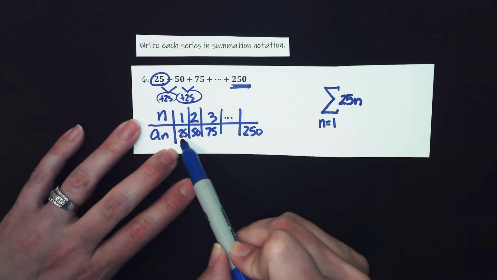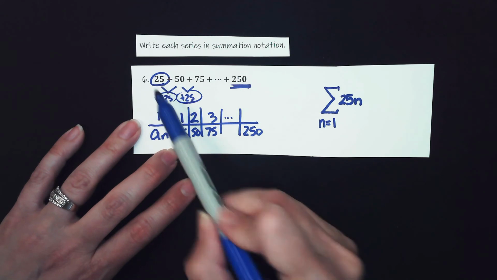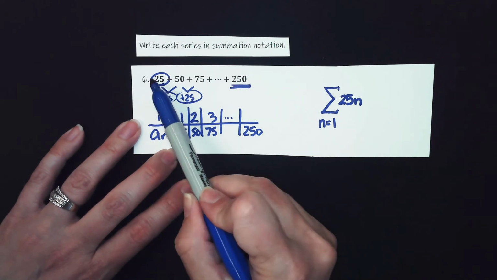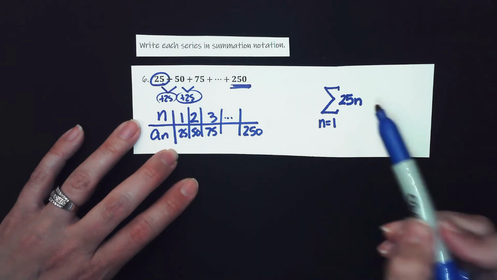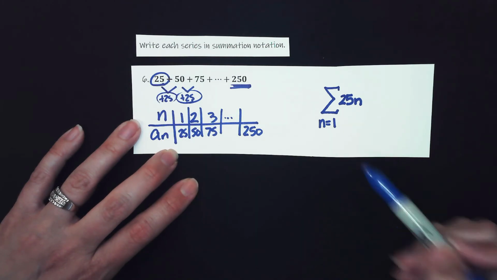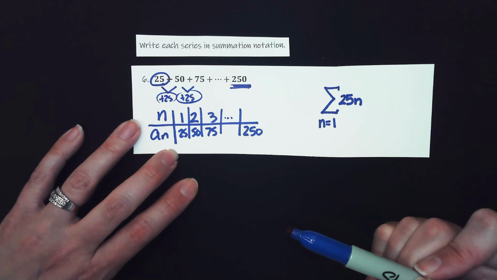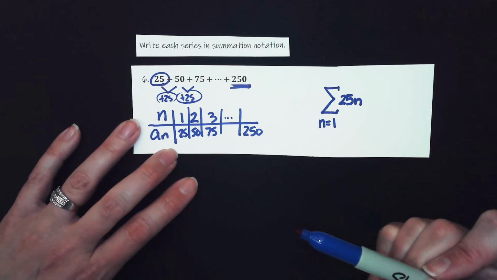Okay? Well, I get 25, and that 1 times 25 is 25. So I don't need to add or subtract anything to this to get that first term. The 25n is my rule. But I need to figure out how far I'm actually going.